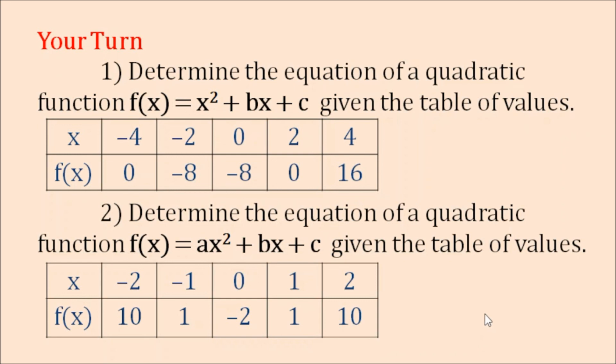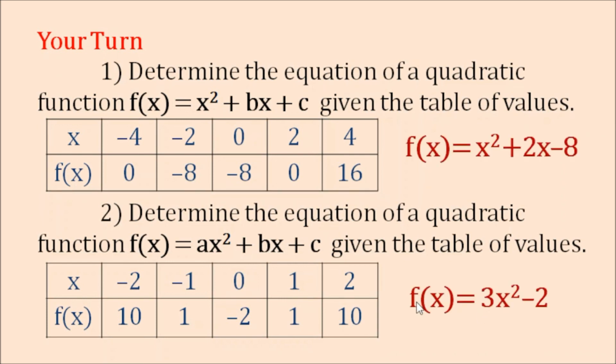If you are done, I can now show you the answer. For item number 1, the answer is f of x equals x squared plus 2x minus 8. And for item number 2, the answer is f of x equals 3x squared minus 2. Did you get the 2 items right?